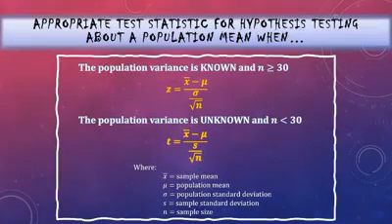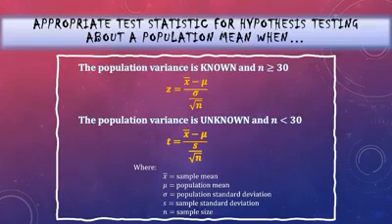There is an appropriate test statistic for hypothesis testing about the population mean. So when the population variance is known and our sample size is greater than or equal to 30, we're going to use the Z statistic. And this will be equal to the sample mean minus the population mean all over the population standard deviation divided by the square root of our sample size.